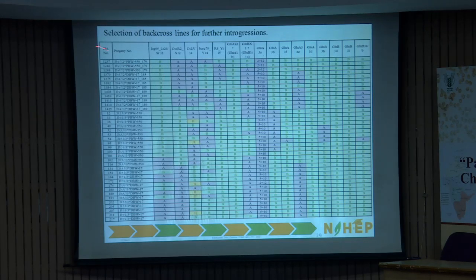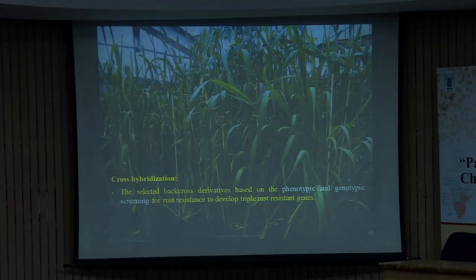So once you make the background selection of these genes, you will prepare the panel like this. The first backcross line which we developed for YR47 has, in the background, 3-4 more genes. SR2 is there, LR34 is there, and YR4 is there. This kind of genes you will use for a large scale crossing program.